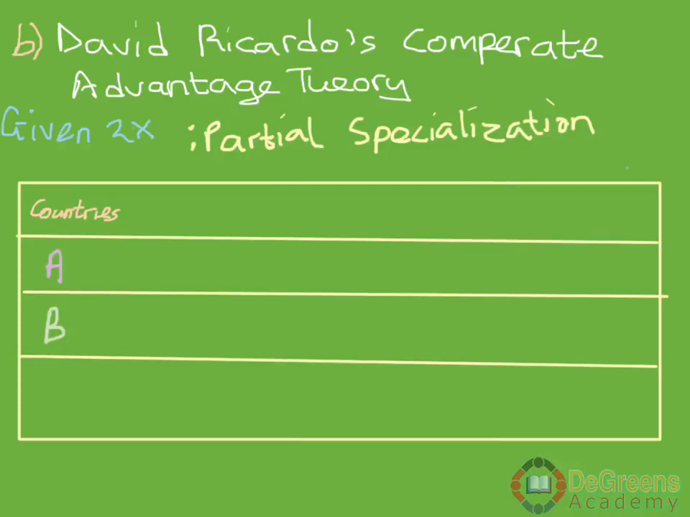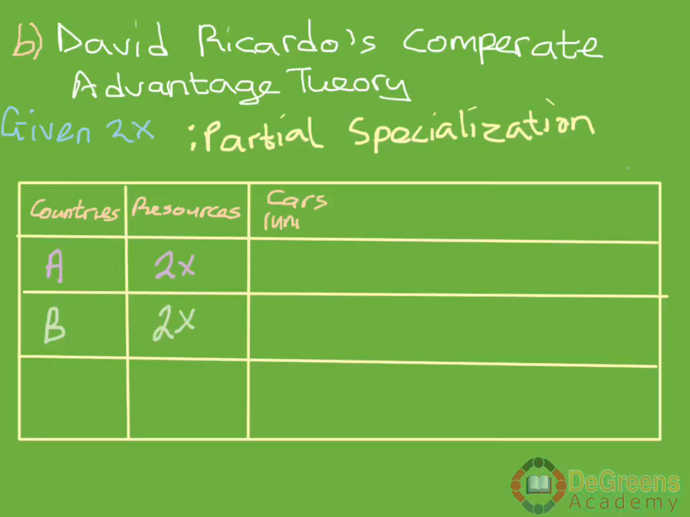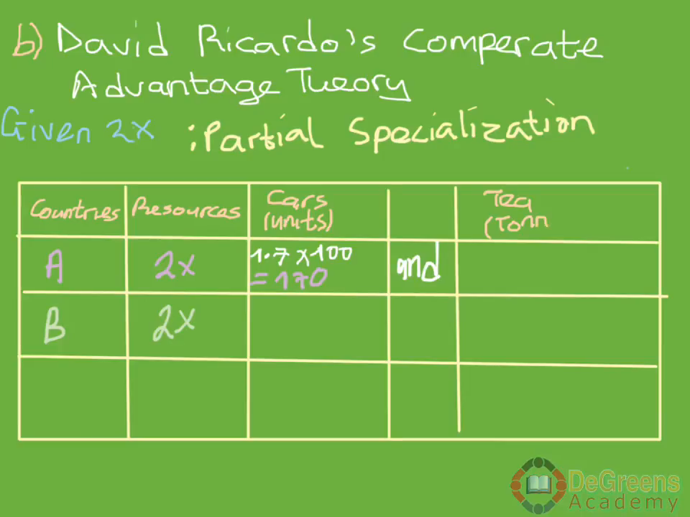countries A and B, given 2x resources to both of them. Assuming country A has an absolute advantage in both the production of cars and tea, but it has a comparative advantage in the production of cars. If you divide the 2 resources between cars and tea, but put more resources to cars because it has both comparative and absolute advantage in cars. So let's give it, out of these 2 resources, 1.7 to cars. So 1.7 times 100 will give 170 units of cars produced by country A, and for tea it produces with the rest of the 2 resources, that's 0.3 times 400, 120 tons of tea. So country A produces these 2.